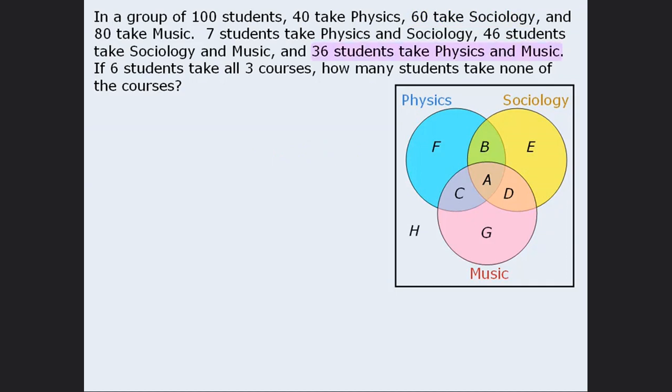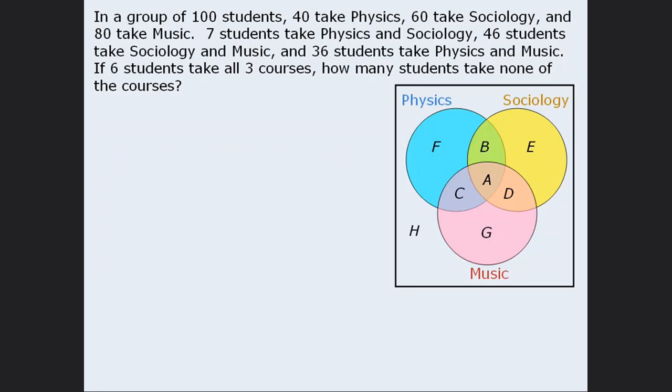Similarly, we are told that 36 students take physics and music. So we are looking for the regions that lie in the blue physics circle and the red music circle. If regions A and C consist of students who are taking physics and music, then we know that A plus C must equal 36. Now, an important point to make about these 8 regions is that they represent all possible configurations with regard to taking or not taking each course. So in this example, the sum of all 8 regions must be 100, since there are 100 students altogether.